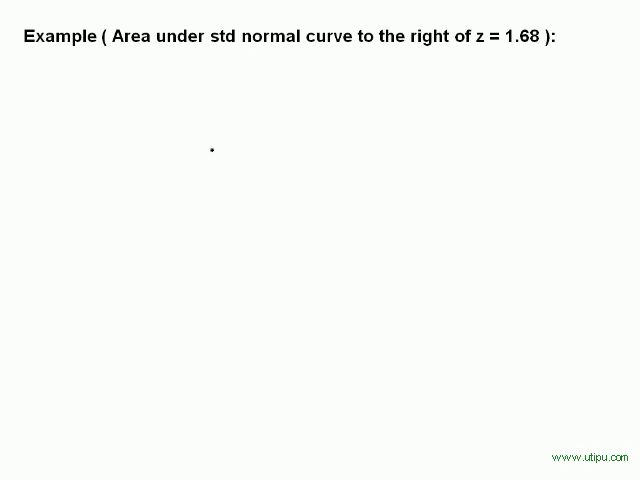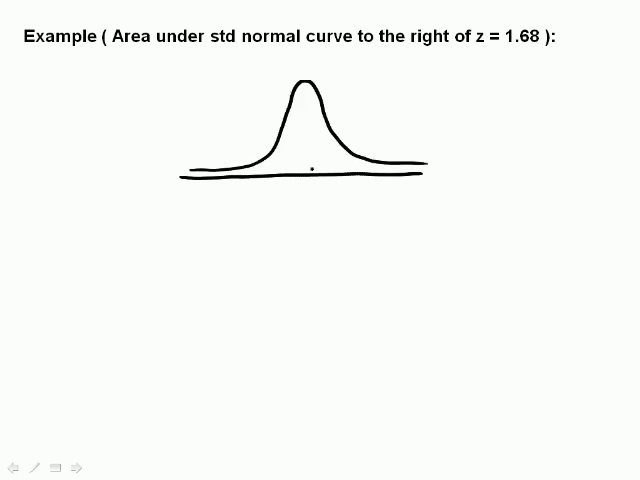Okay, so in this problem, what we want to do is find the area under a standard normal curve to the right of the z-value of 1.68. So let's draw our standard normal curve. It looks like this. It's got a hump in the middle. It's got tails like that.